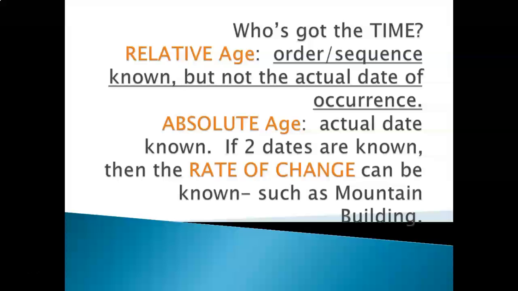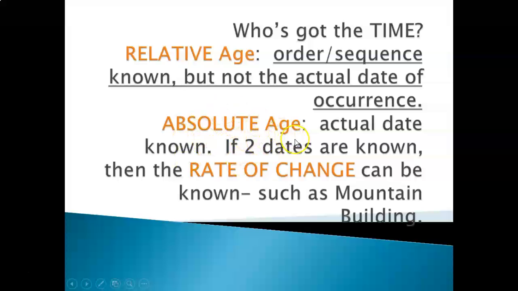So relative age, to give you a real quick idea, is the order or sequence known, but not the actual date of occurrence. When we talk about just an idea, like I might say you're a teenager, I might not say you're 16 years old or 14 years old or whatever age you might be. I know in the relative area that you're a high schooler. Or I might say your brother is a toddler. I don't know the actual date, but I know a rough estimate. So that's what we're going to be talking about today, relative age.